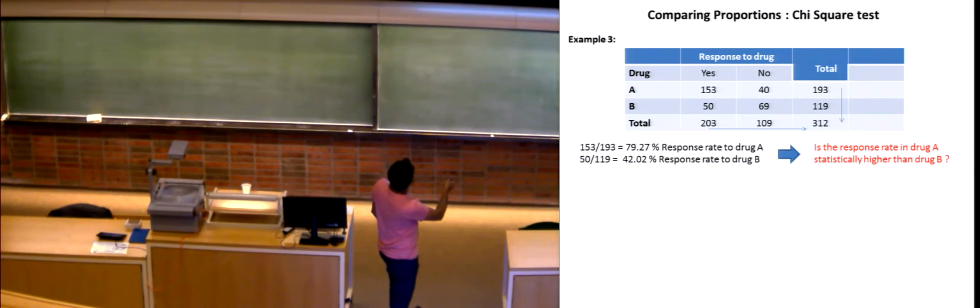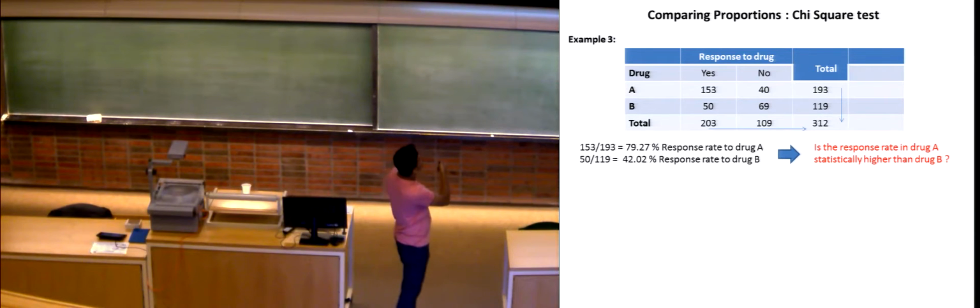And then, is the response rate in drug A statistically higher than drug B? So you got this response rate, and now you have a question, right? Is drug A better than drug B for the response? And the chi-square will help you in this case, because we cannot apply t-test or ANOVA here, because these are proportions. These are not means.